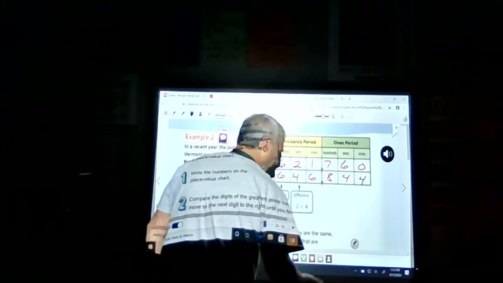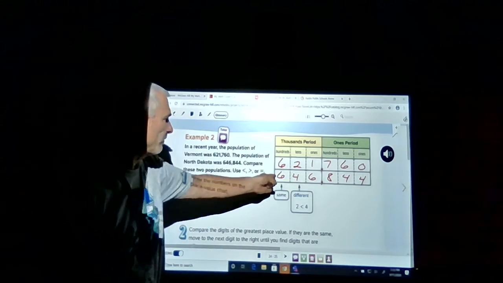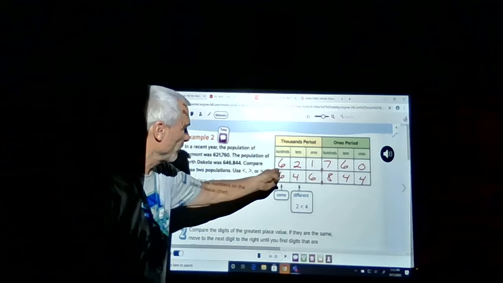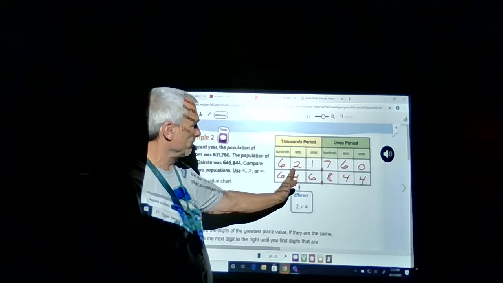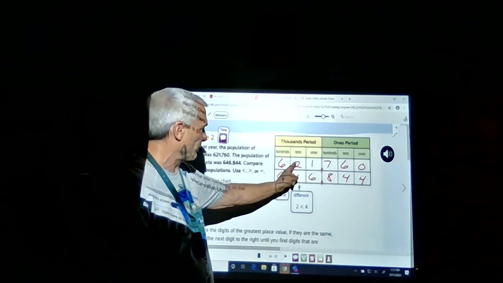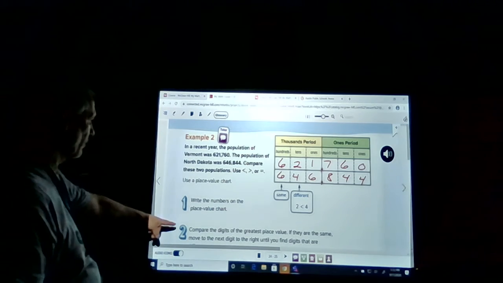Now, we're going to compare by looking at the greatest value. The greatest value is in the 100,000s. They're both a 6, so they're the same. Then we move to the next place, and that's the 10,000s, a 2 and a 4. Well, the 2 is smaller than the 4, and we're done right there. We know which one is smaller. We know which one is bigger.